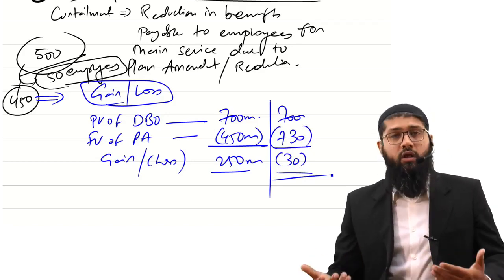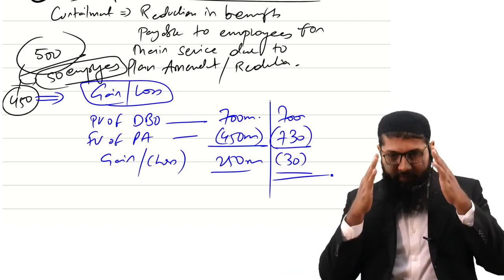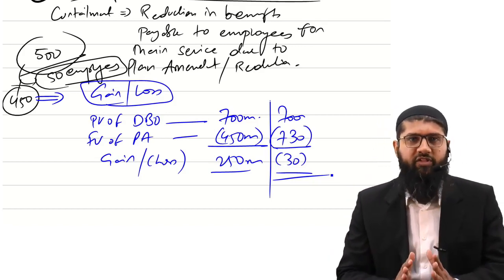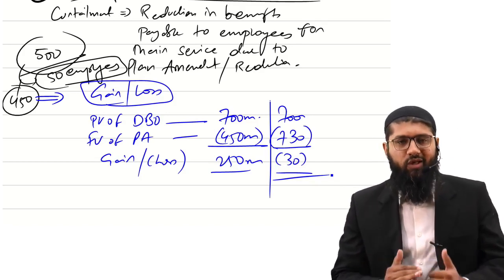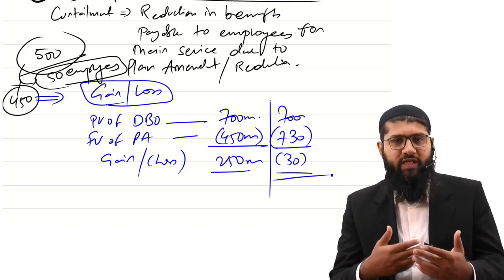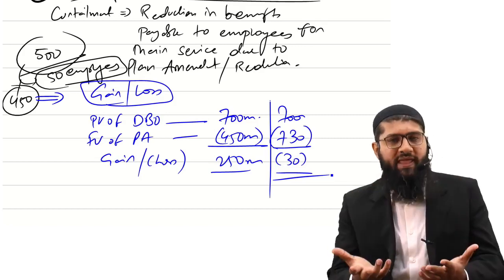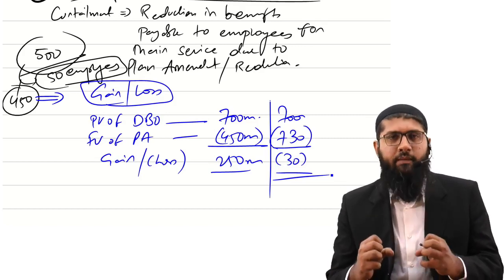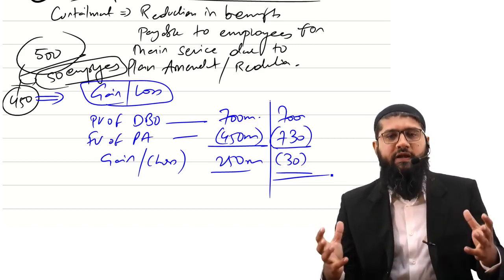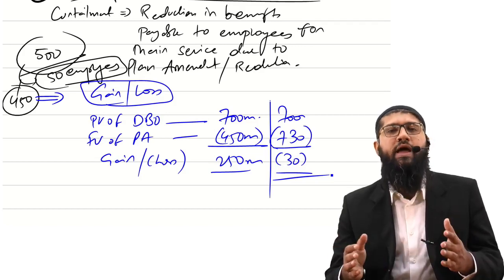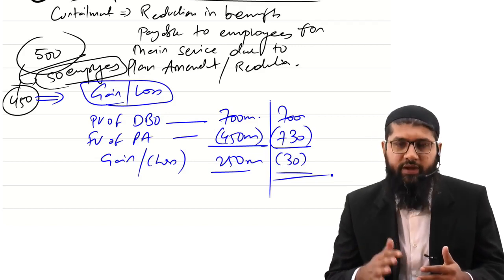So gain or loss on curtailment. What exactly do you mean by gain or loss on curtailment? The gain or loss on curtailment is that once you curtail, once you reduce the number of employees covered by a plan, or you reduce the benefits payable to employees under the plan, this is called a curtailment, and there could be a gain or a loss that could arise on this curtailment.